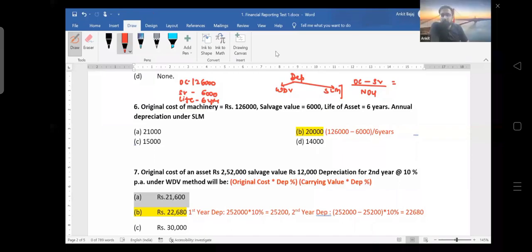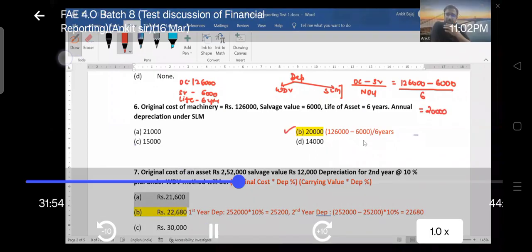Guys, if you see here, what is the original cost of machinery? Original cost of machinery is 1,26,000 and salvage value is 6,000, divided by number of years. So what is going to be the depreciation amount? Depreciation amount is going to be 20,000. So this is going to be the correct answer. Here I have given this sheet with you.